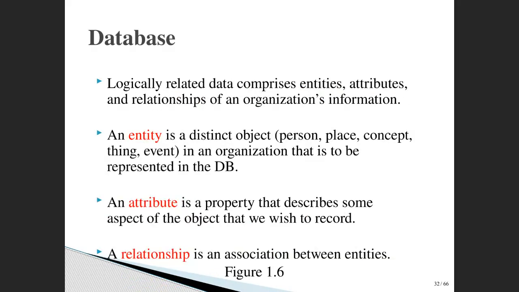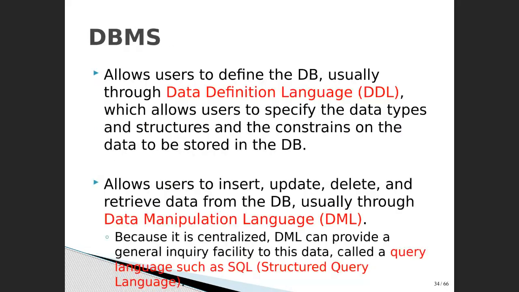we said the database is logically related data, including an entity, which is a distinct object, like a person, place, or concept. Then there are attributes and relationships, which are the associations between entities. Okay. Then we discussed the database management system.